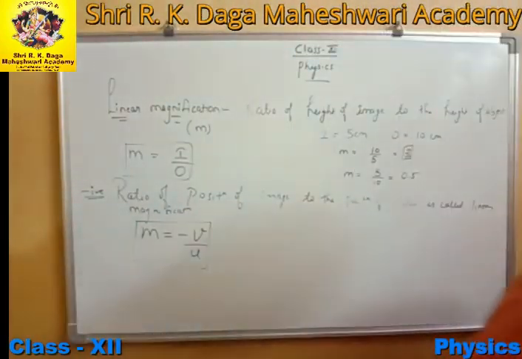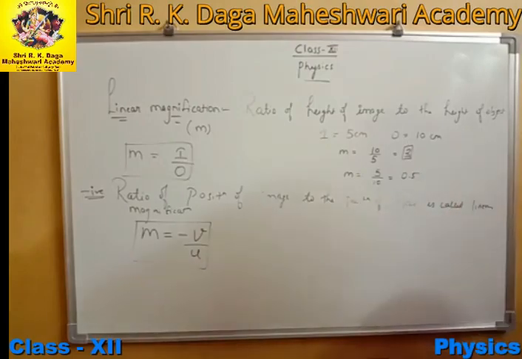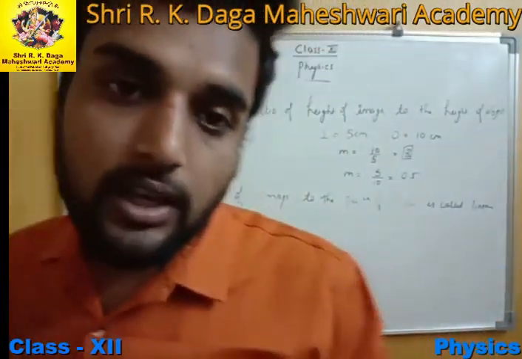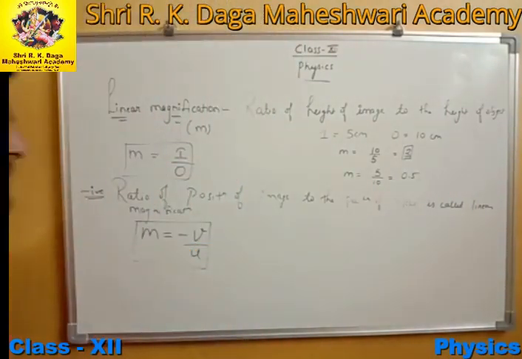इसका मतलब क्या हो रहा है? Since the magnification is less than 1, it means that the height of the image formed will be less than the height of object. Okay.